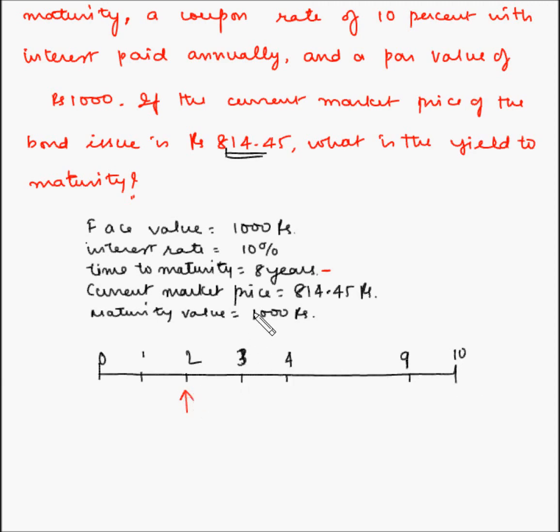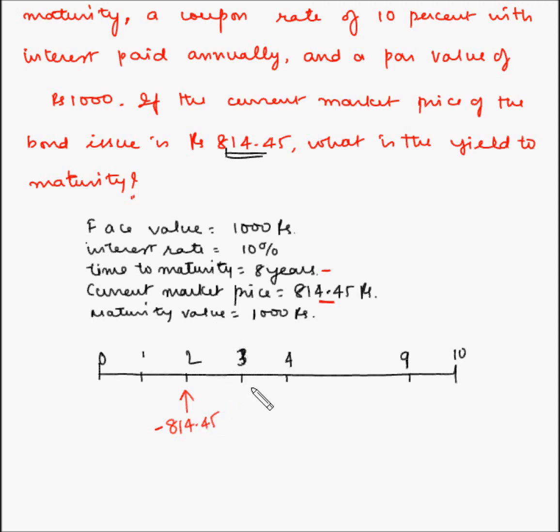And today's market price of this bond is 814.45 rupees. So if we have to buy this bond, we'll have to shell out 814.45 rupees. I'll put a negative sign showing that this is an outflow from our pocket.